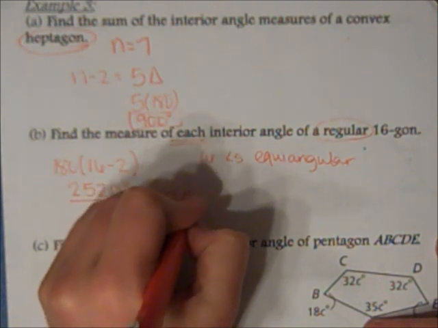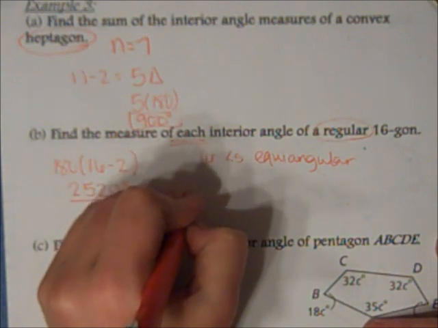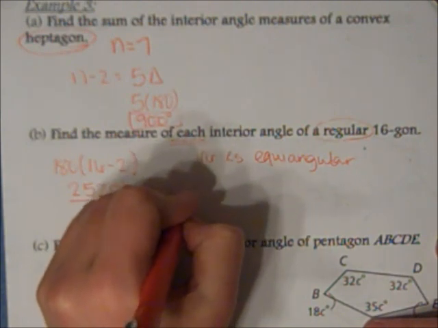Alright, so this one says find the measure of each exterior angle of a regular 20 gon. So we know in any regular anything that there are 360 degrees total. We know if it's regular, then that means that it's an equiangular figure. So we know all 20 of those angles have to be exactly the same. So we can divide by 20 and get our answer very easily. And it is 18 degrees.